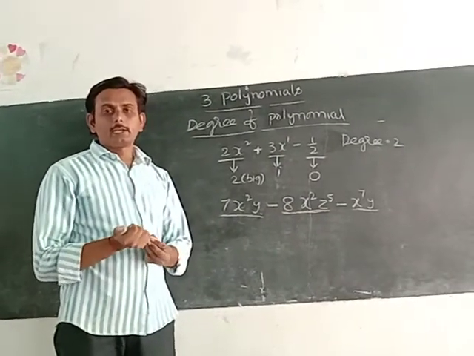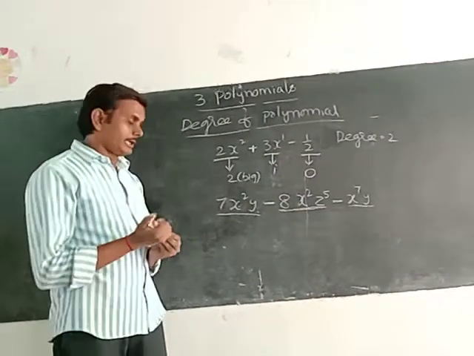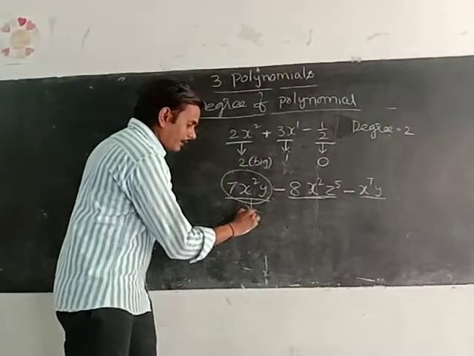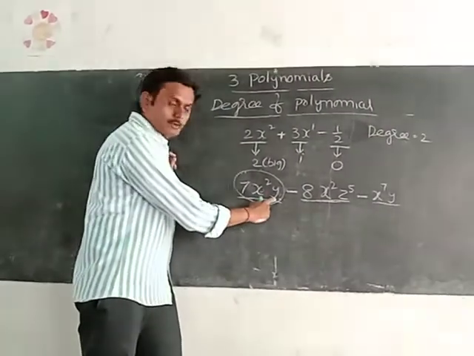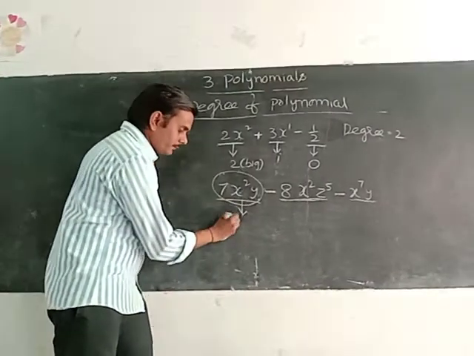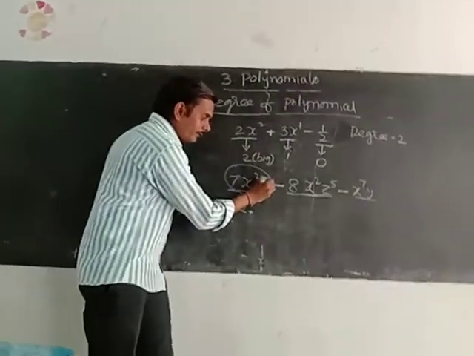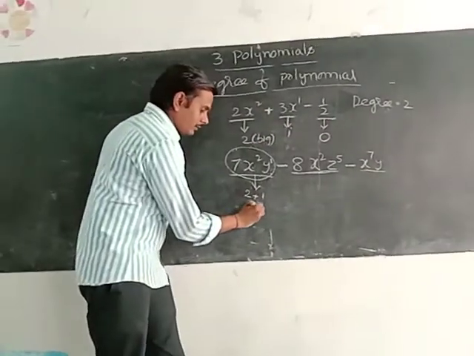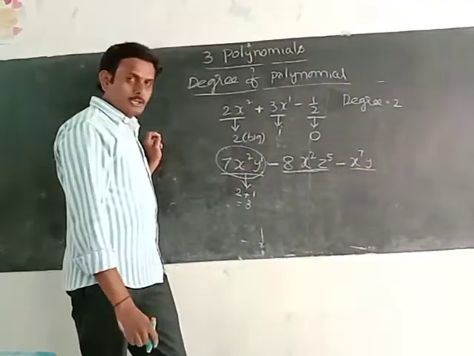Now calculate each term's degree. For this we have to calculate the degree. Here 2 variables are there. First power is 2. Second one, y power is never written, that is taken as 1. 2 plus 1 means how much? 3. 2 plus 1 is 3.